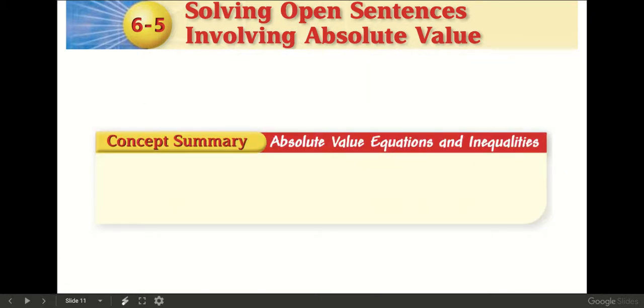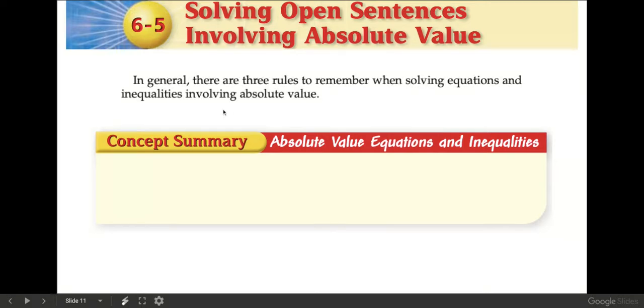So in summary, for absolute value equations and inequalities, there are three rules to remember when solving equations and inequalities involving absolute value. When we have equations, you can write two equations, one for the negative version and one for the positive version. Those are my two cases. If I have inequalities where the absolute value is less than n, I would write two inequalities, one with the positive case and one with the negative case, remembering to flip the inequality symbol.